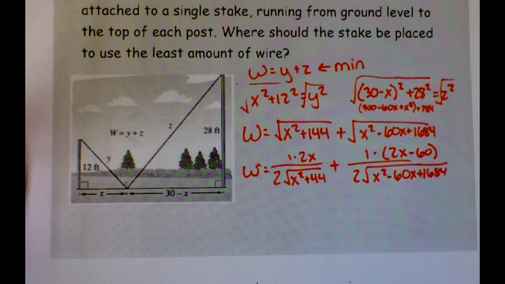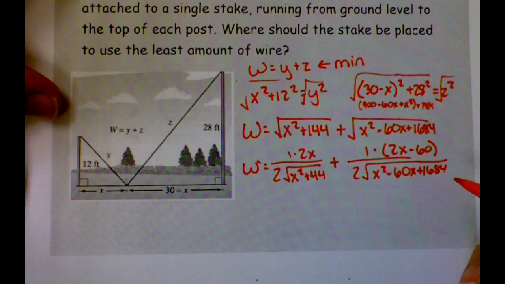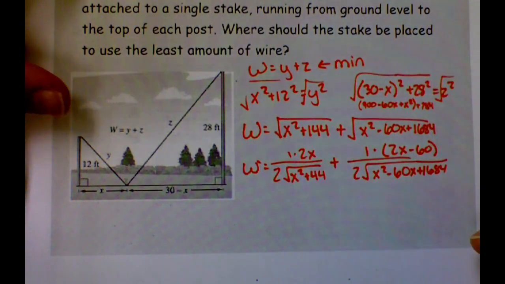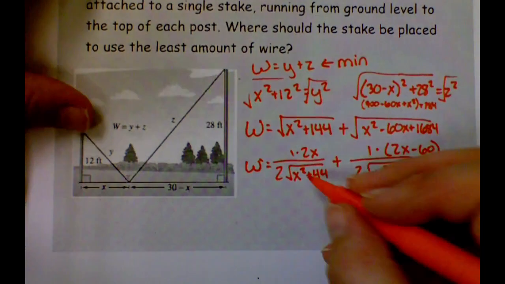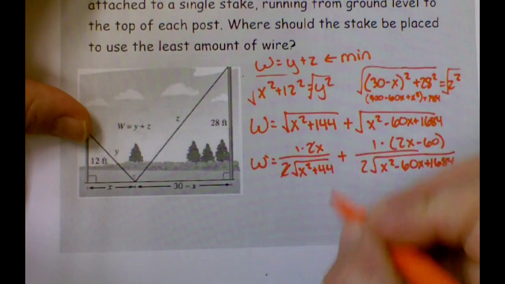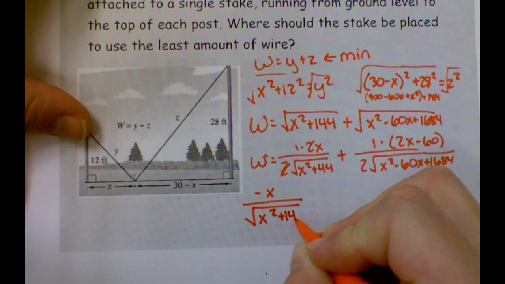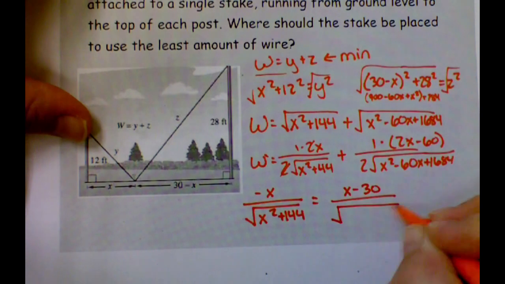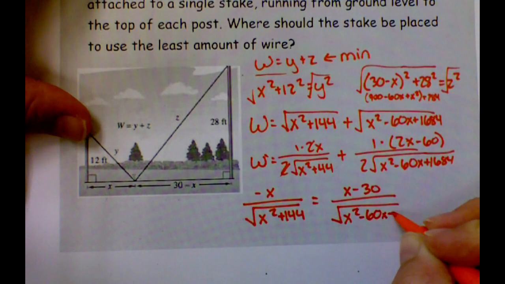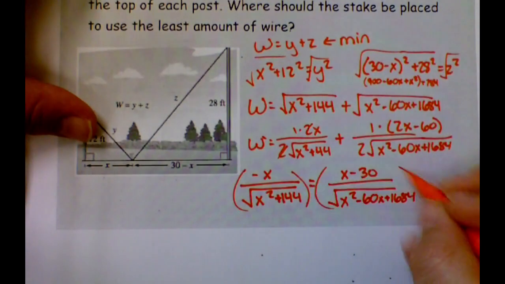Now personally, to do this problem, when I set this equal to 0, I'm going to subtract one of these to the other side, and then I'm going to cross multiply. That's what I would do. Or I'd square everything. Let's start by subtracting this one to the other side. I'm actually going to cancel the 2's. So it makes it negative x over square root of x squared plus 144. I'm going to cancel 2 over here, so I get x minus 30 over the square root of x squared minus 60x plus 1684. Now to make everything in my life easier, I'm going to square both sides.